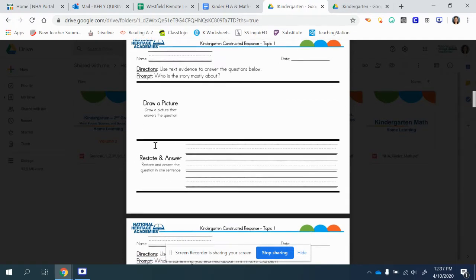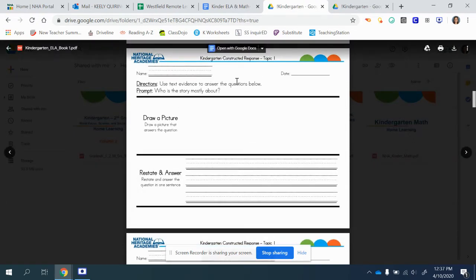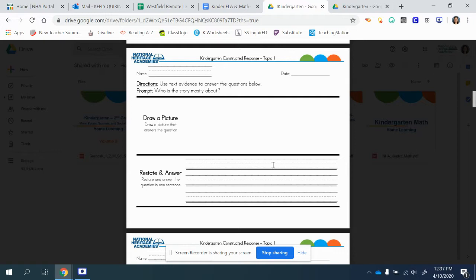Next up, it says restate and answer. So you're restating and answering the question in a sentence. Who is the story mostly about? So we know the story is about Tim. So I would say the story is about Tim. Now, this is going to look a little bit different person to person.